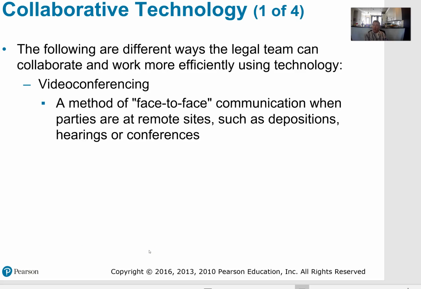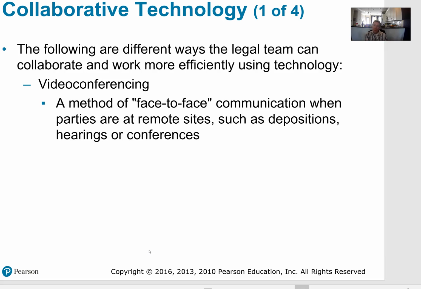This collaborative technology section was done before Zoom and before the pandemic. I mean, Zoom was around, but it wasn't used as much. The pandemic put this forward 10 years. So you all know what video conferencing is by this point. There are all sorts of different software that you can use to create face-to-face communication when parties are at remote sites or under lockdown. And it's okay to do depositions, hearings, or conferences in this method.